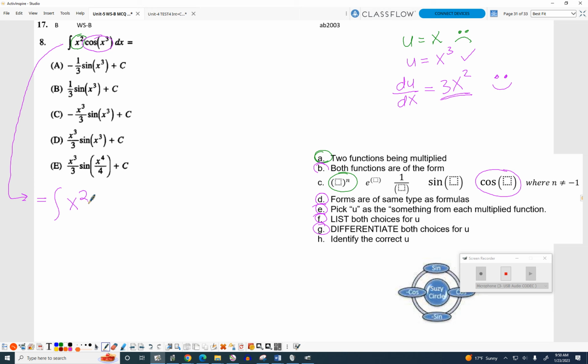Perfect. Because x cubed is exactly the same thing as u. So whether I write cosine of x cubed or cosine u, it's the same. So I write cosine of u. 2 points for Sam. This is still dx.